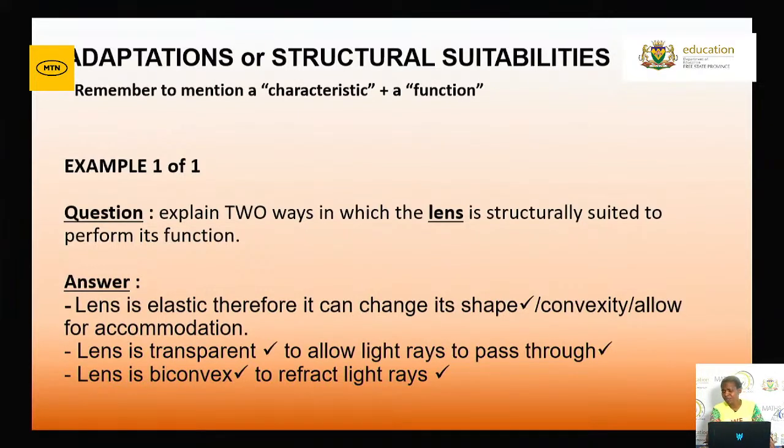So please just remember that when you respond to such questions, they can even ask you the structural suitabilities of the sperm cell, or the structural suitabilities of the pinna of the ear. So you just have to mention the characteristic and the function.